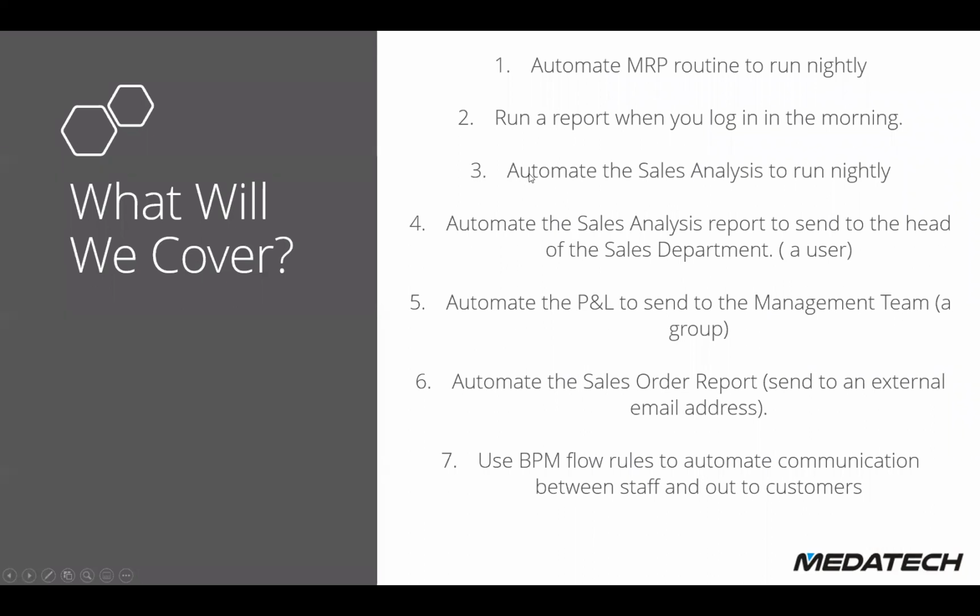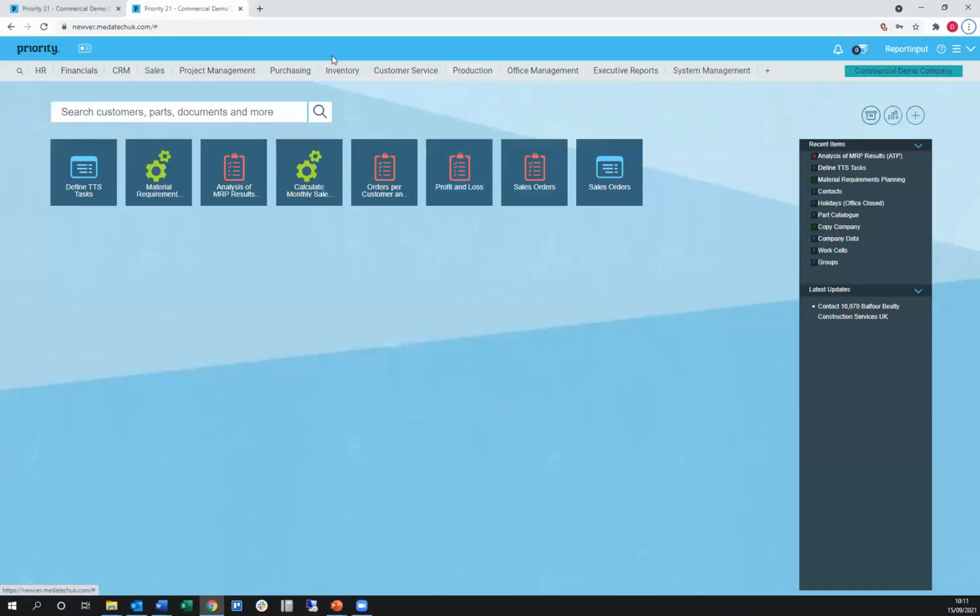So we're going to automate the sales analysis to run at night. And we're going to set that for 4 a.m. so it doesn't clash with the MRP run. So first we're going to run it in the report input user.